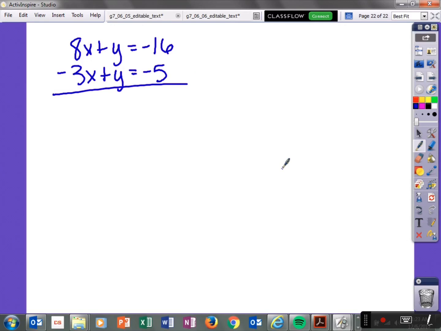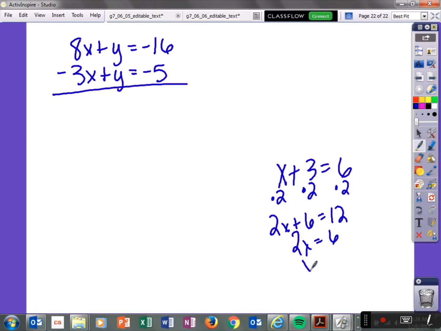So for instance, if I had x plus 3 equals 6, let's say I didn't want it to be that simple. Let's say I wanted to turn this 3 into a 6. What would you have to multiply 3 by to get 6? 2. If I'm going to multiply the 3 by 2, I have to multiply the 6 by 2 and the x by 2. What you do to one thing, you have to do to all things. 2x plus 6 equals 12. Now let's solve it. 2x equals 6, x equals 3.